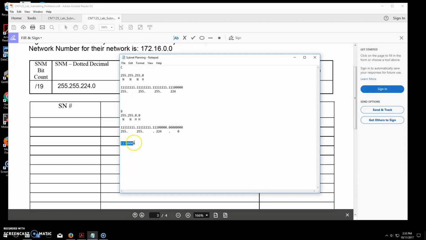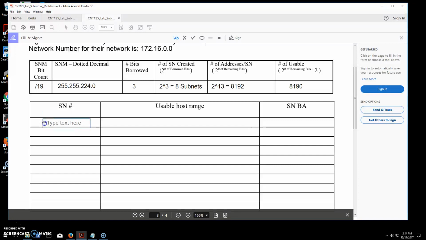Just like I did before, I'm going to zero in on the interesting bit. Well, the interesting bit is this 3rd bit I borrowed right there, the 32 place. So my subnets are going to go up by a factor of 32, very much like the last problem we did. My first subnet will be 0, obviously. The next one's going to be 32, and they're going to go up by a factor of 32, just like before. 64, 96, and so forth. 96, 128.